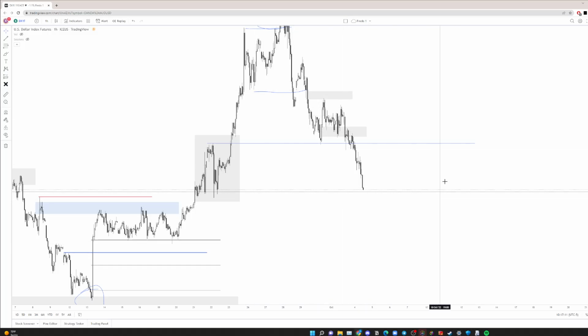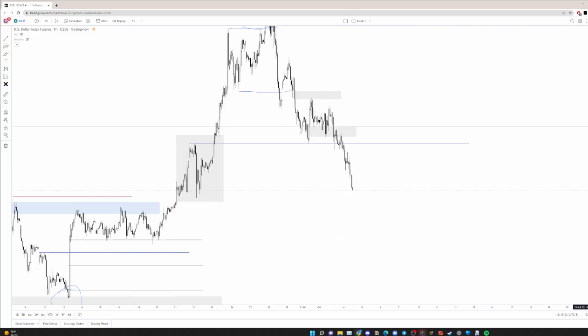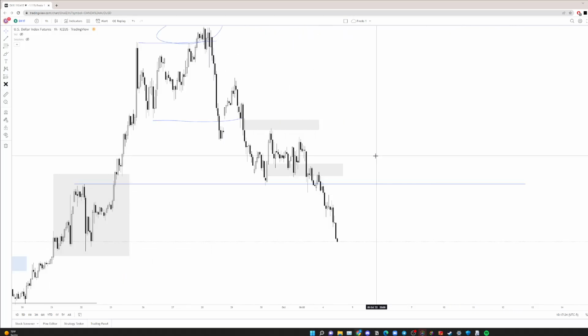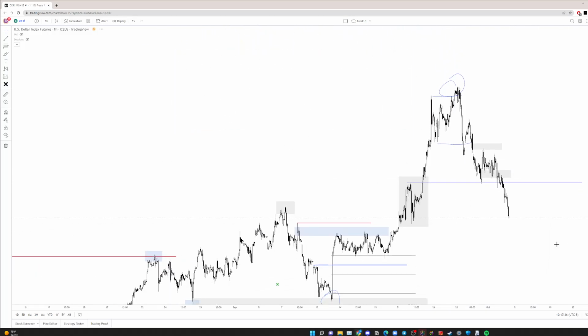Pretty much what we were talking about last week was whether we were going to continue the internal structure or if we were going to convert. And by convert, I meant have a bullish transition, which would be in alignment with the swing low into high, into retracement, into turbulence point, potential reaction.